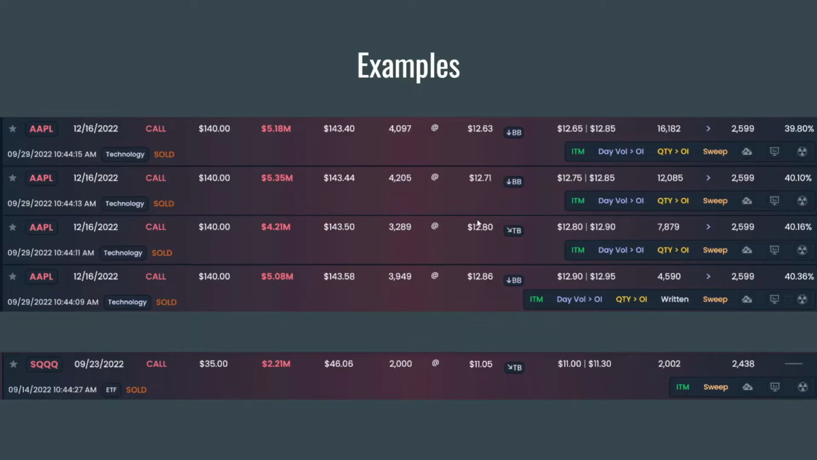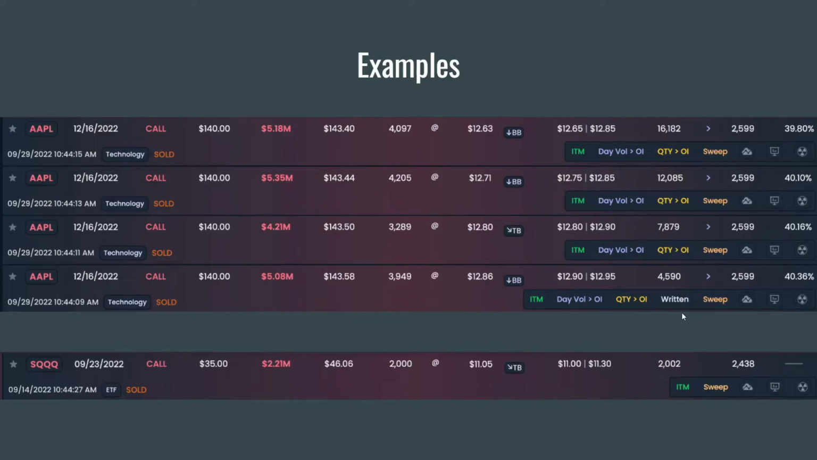Next one, 12.71, another decrease, 40.1%, again, decreasing in IV. And then finally the 12.63 and the 39.8%, both of those decreasing as well. And you see these coming in right after each other. So you're thinking that that is the same person who is selling these contracts.